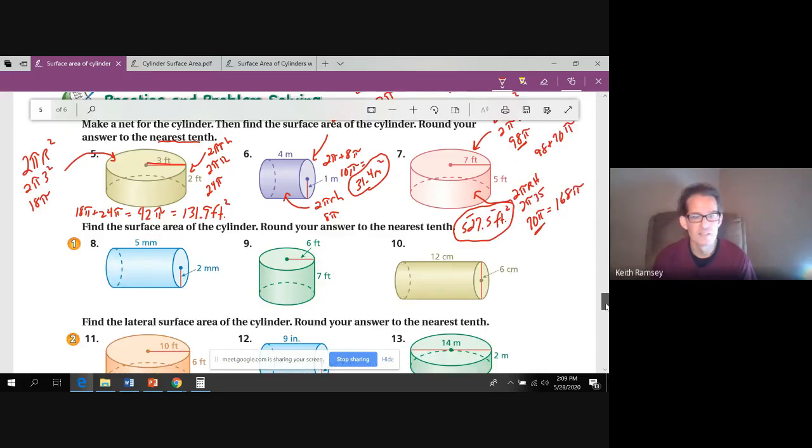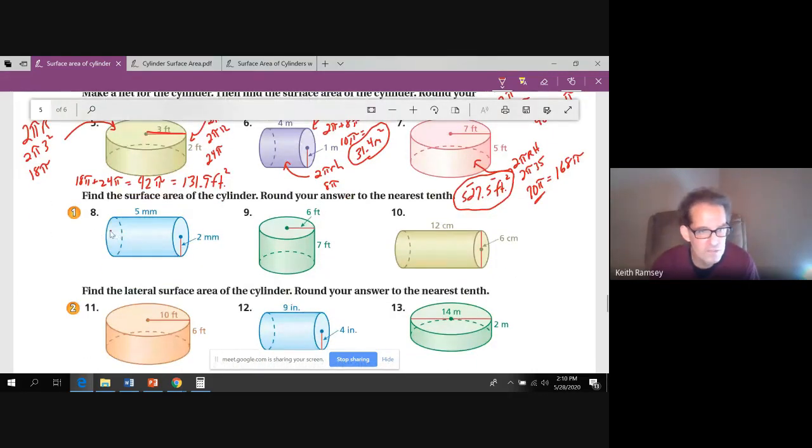Okay, let's look at number 8 together, okay? Bases first, which is pi r squared times 2, because there's a top and a bottom. So 2 pi r squared. My radius is 2, so I'm going to do 2 times 2 is 4 times 2 is 8 pi. And that's from my two bases, okay?